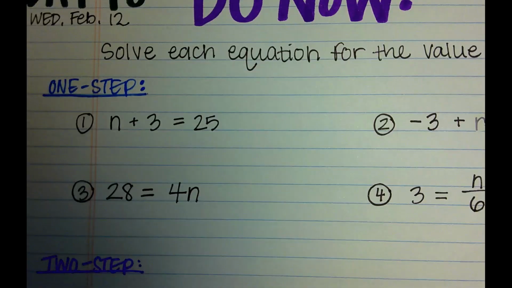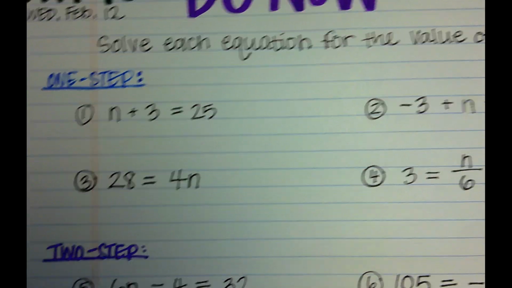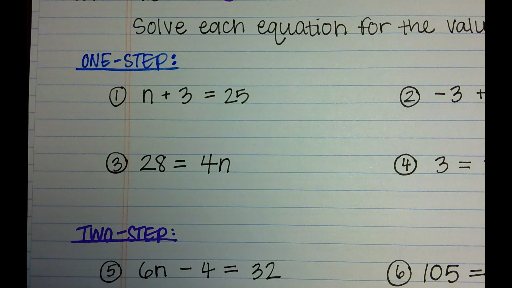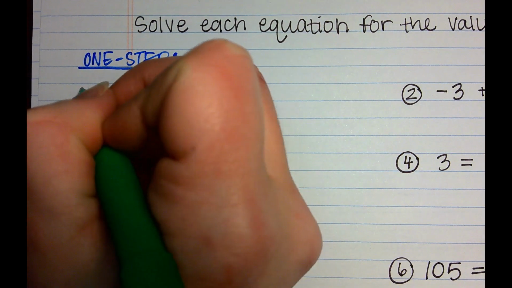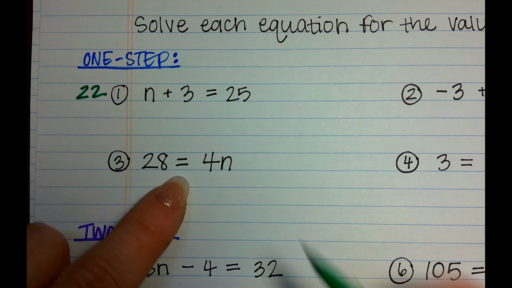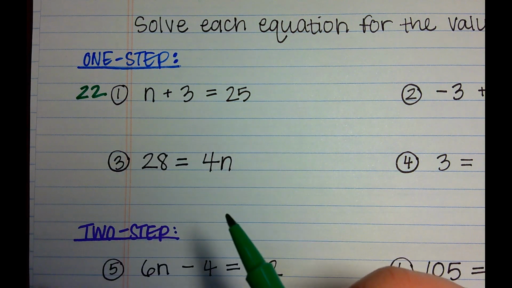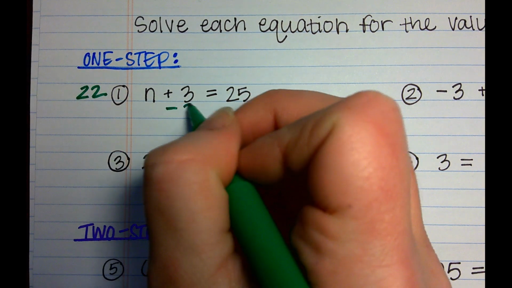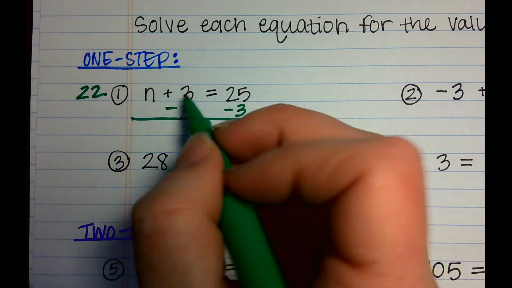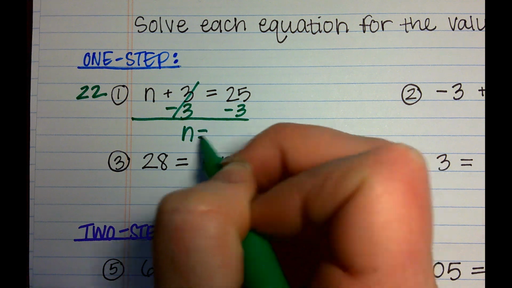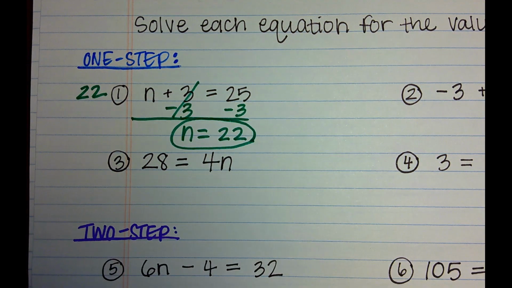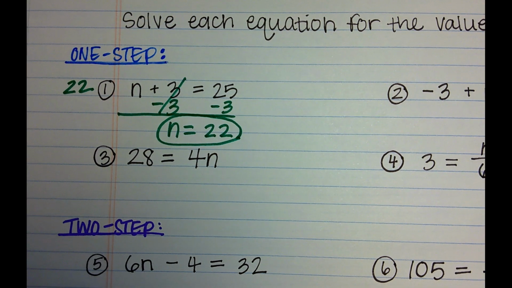So, number 1. What answer did we get for n? 22. 22? Did anyone get something different than 22? Okay, let's see. I have n plus 3, so we do minus 3 to both sides. My 3's cancel. I get n equals 25 minus 3. Sure enough, that's 22. Very nice.